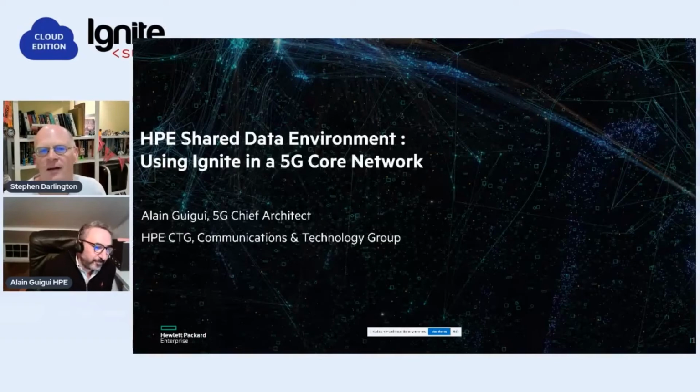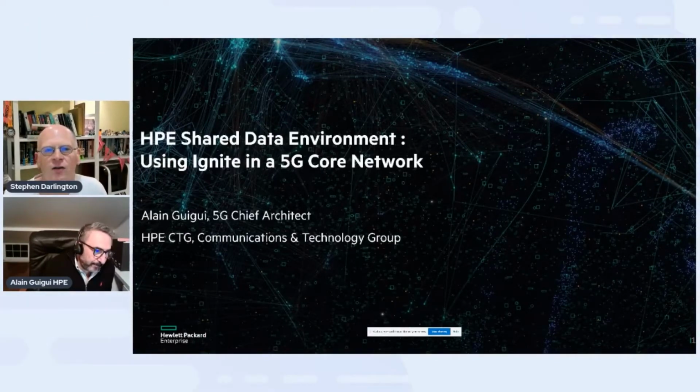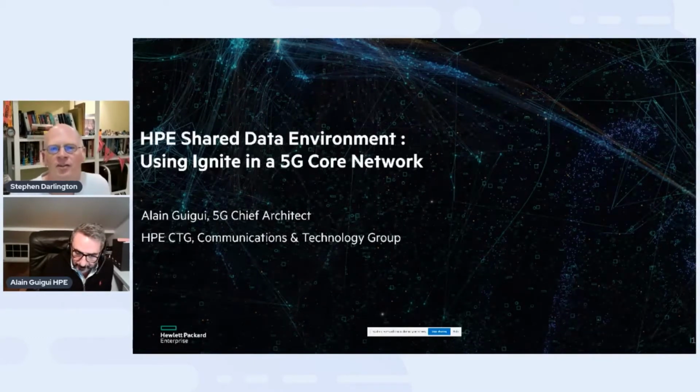We have on the line here Alan, who works for HPE as the Enterprise 5G Lead Architect. He has been involved in architecting HPE's 5G solutions, and at the core, we would like to think of the product is Apache Ignite. And so he would like to talk about building cloud-native 5G network functions with Apache Ignite.